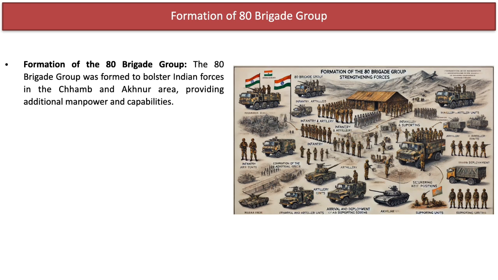The battle in the Chhamb and Akhnur was fierce, with both sides fighting tooth and nail for control of these strategically important areas. The Indian army had already demonstrated remarkable resolve and tactical ingenuity, but the intensity of the conflict required even more resources to maintain and expand their gains. And this is where the 80 Brigade Group came into play.